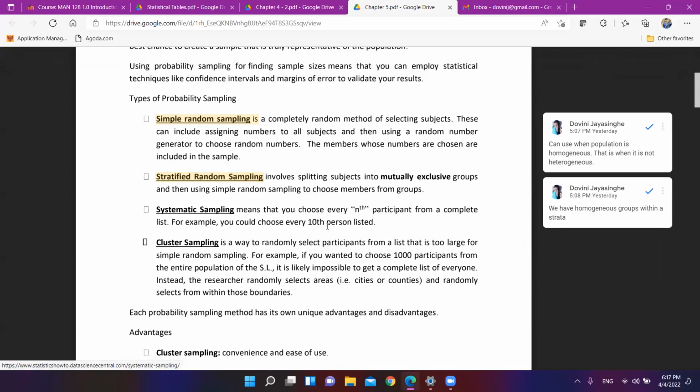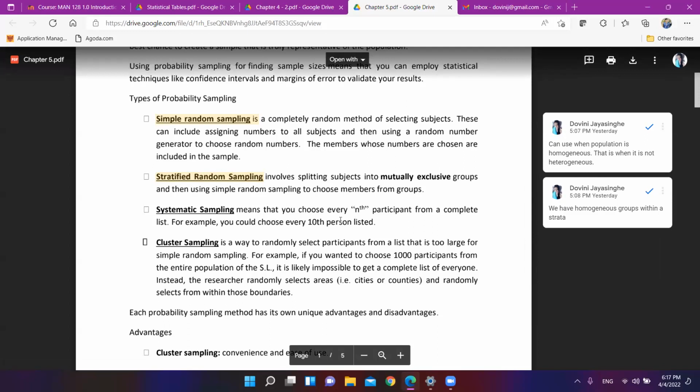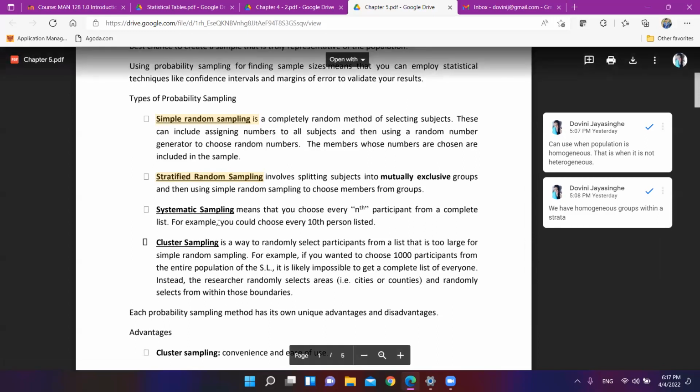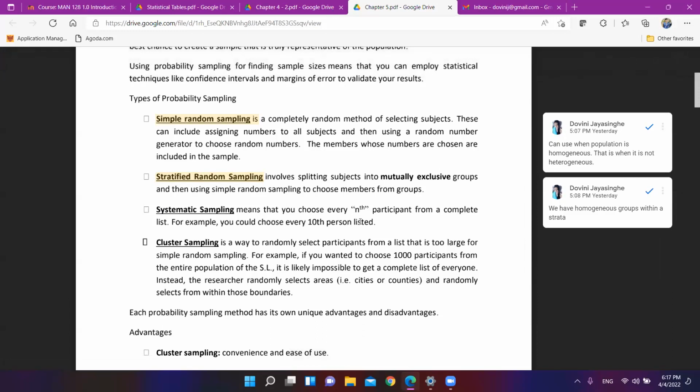Okay, the other way is systematic sampling. That means you choose every nth participant from a complete list. For example, you could choose every 10th person in the list. හිතන්න අපි ගාව තියෙනවා කියලා list එකක් of the entire population. පළවෙනියා ගන්නවා, තුන්වෙනියා ගන්නවා, ඊට පස්සේ පස්වෙනියා ගන්නවා. So likewise, you can choose this number. It doesn't have to be 10 all the time.